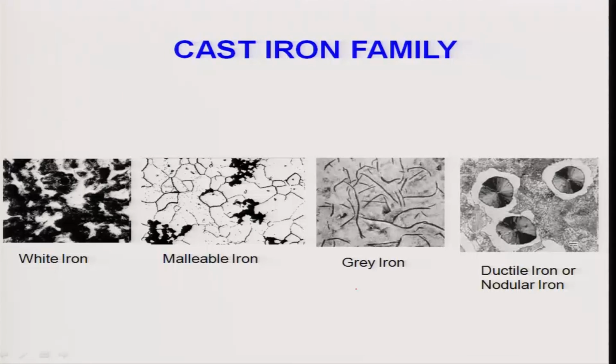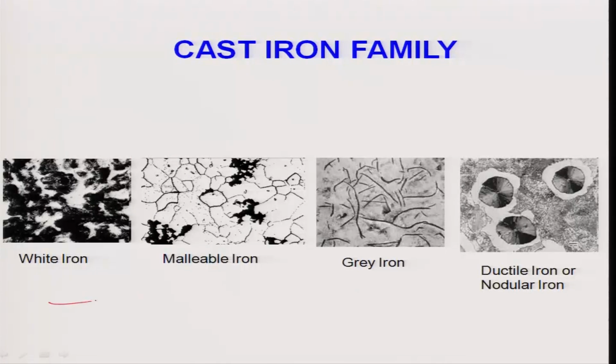Okay, so as you know, cast iron also has varieties like steels. So, you can generate different microstructures in cast iron, that is the beauty of it, and that is why they are very interesting, and you need to understand them. Like here: white iron, malleable iron, gray iron, ductile and nodular iron. 4 different types of cast iron I am showing in the picture.